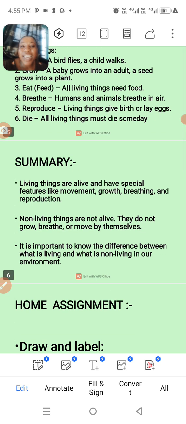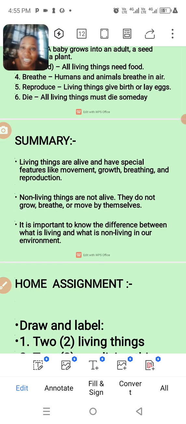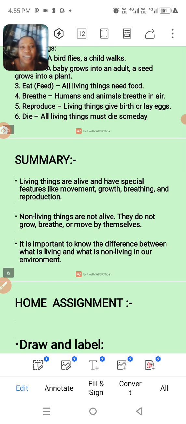Number five, they reproduce their young ones. Living things give birth. If they don't give birth, they lay eggs. You see that? Does your chicken? Oh, some of you like eggs. I see you. Most times you take eggs with rice to school. Yes, you eat eggs.